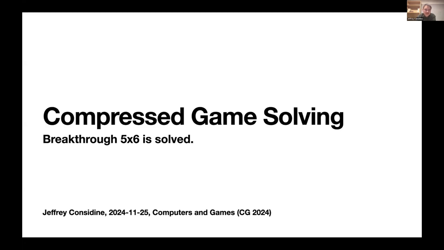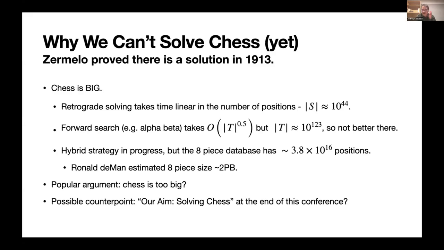So to get some background context, I wanted to start off with talking about why some people think we can't solve chess yet. I don't think ever. I think in this community, we're probably more optimistic. One of the keynotes at the end of this conference is, again, on solving chess.